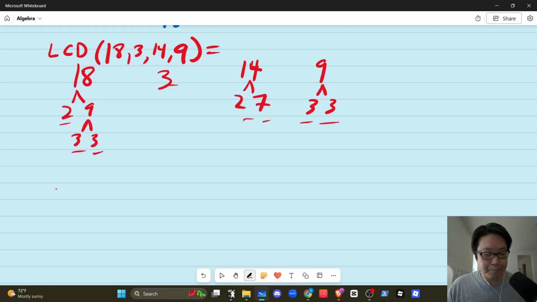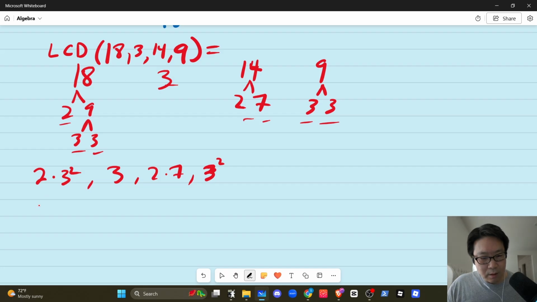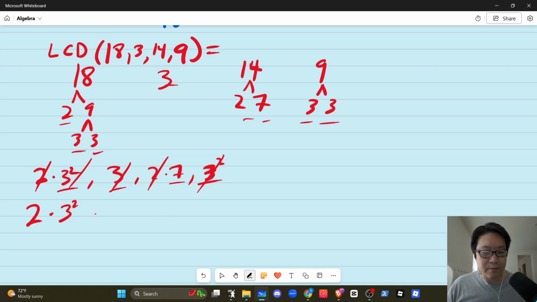Okay. So here we have 2 times 3 squared. We have 3, 2 times 7, and then 3 squared. Okay. So 2 to the first power is the highest exponent, so you can just take out a 2. Next, we're going to take out a 3, except see how we have 3 squared, 3, and 3 squared? Well, you're going to choose the one with the highest exponent, which is 3 squared. Okay, and that gets rid of our 3's. And then we're just left with a 7.